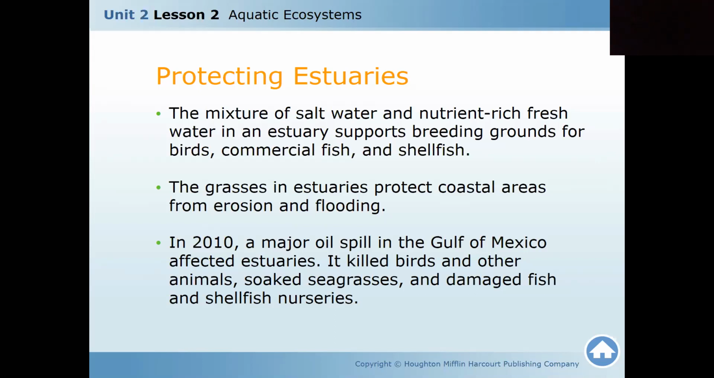Think, if you apply oil on the bird, can it fly? No, it cannot fly because the wings will be heavy. They become sticky and they cannot fly because of the oil. That's why, finally, it kills birds and other animals, soaks sea grasses, and damages fishes and shellfish. Imagine what happened because of the disaster.